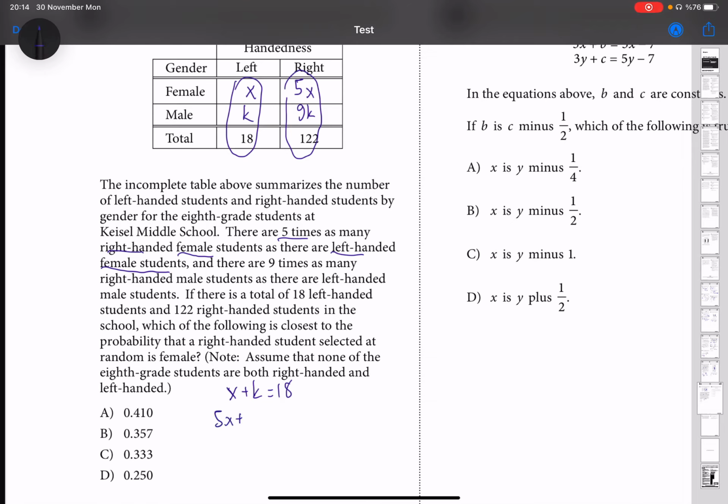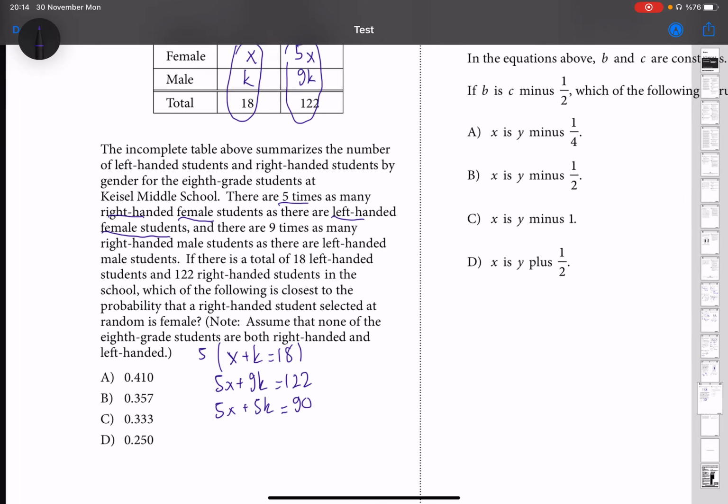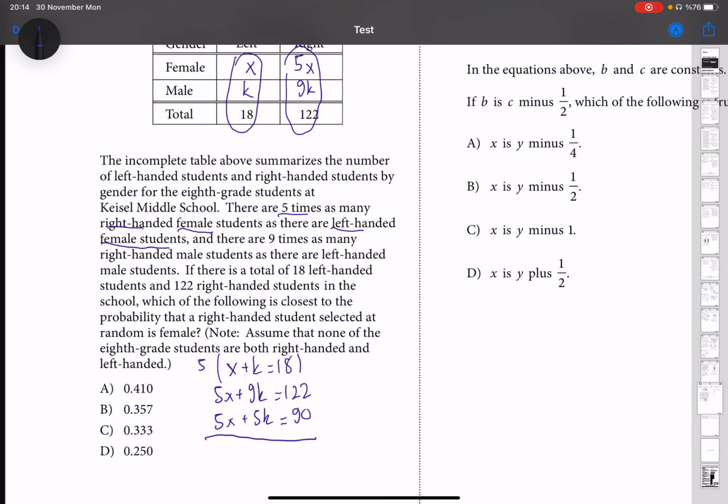5x plus 9k is 122. Let's multiply the first equation by 5, so we obtain 5x plus 5k is equal to 90. Let's subtract them. 4k is 32 and k is 8.